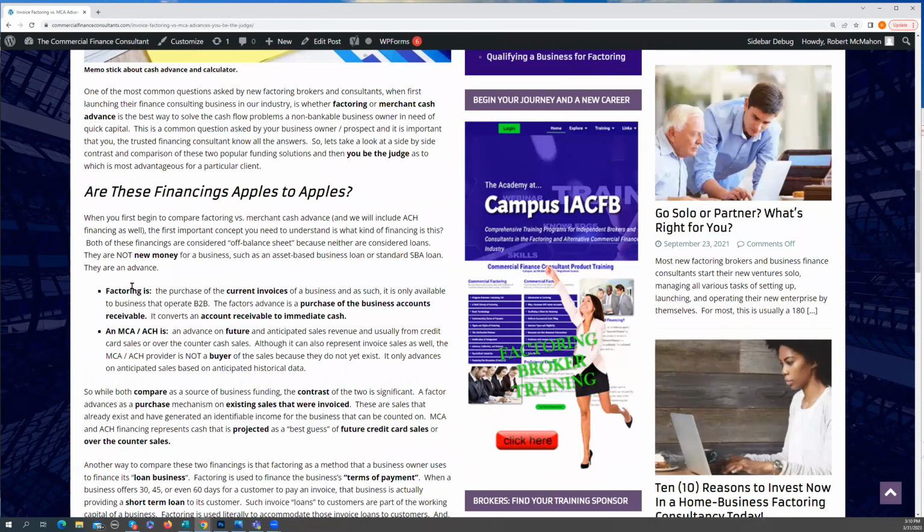Okay, so invoice factoring versus MCA advances, and you be the judge. One of the most common questions asked by new factoring brokers and consultants, when first launching their financing consulting businesses in our industry, is: what is better, factoring or merchant cash advance? What's the best way to solve the cash flow problems of a non-bankable business owner in need of quick cash? This is a common question asked by your business owner or prospect, and it's important that you, the trusted financial consultant, know all the answers.